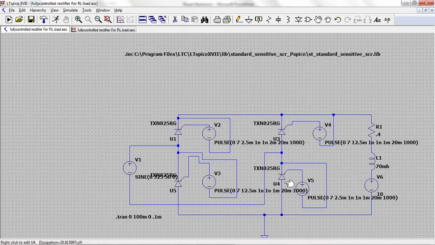So in any half cycle, only two SCRs will turn on and the other two SCRs will be in off state. So this is a good behavior of this circuit, so that no external circuitry is required to turn off these two SCRs.